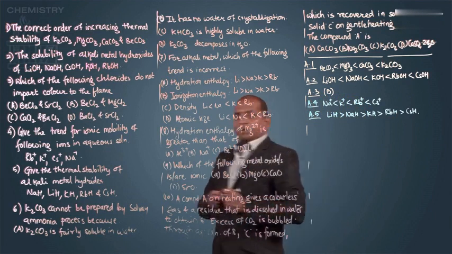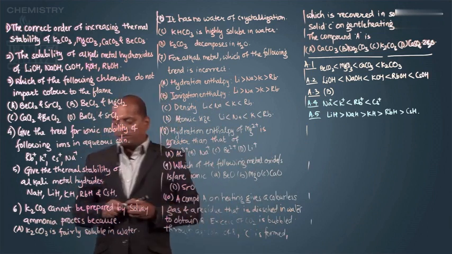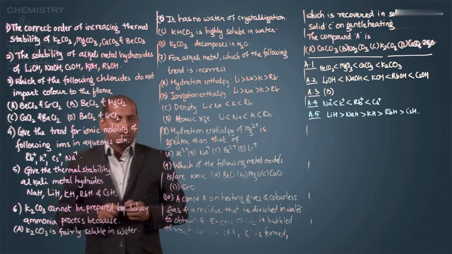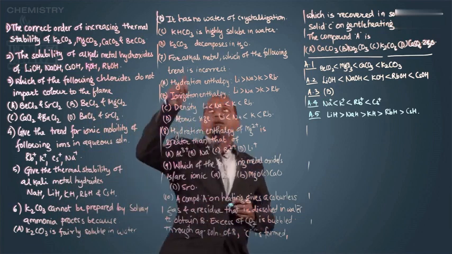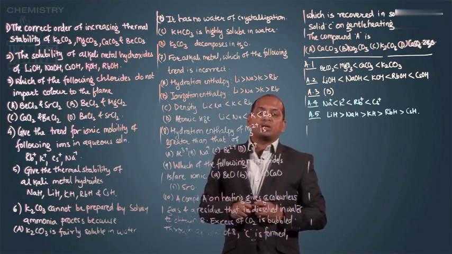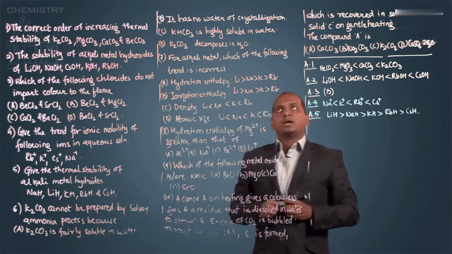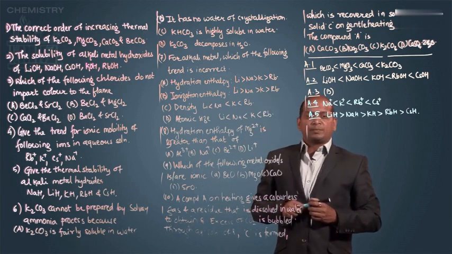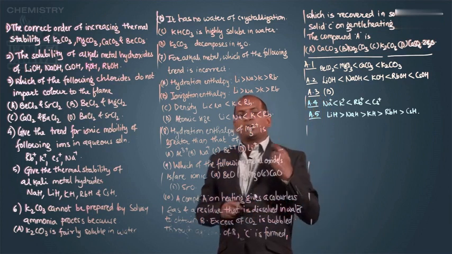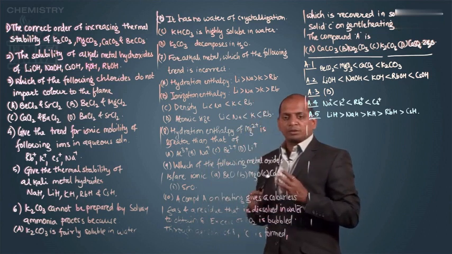Okay. Now the next one: K2CO3 cannot be prepared by Solvay ammonia process because the options are: K2CO3 is fairly soluble in water; second option, it has no water of crystallization; third option, KHCO3, potassium bicarbonate or potassium hydrogen carbonate, is highly soluble in water, and K2CO3 decomposes in water. Now for that purpose we have to recall the Solvay process. In a Solvay process, actually how are we proceeding?